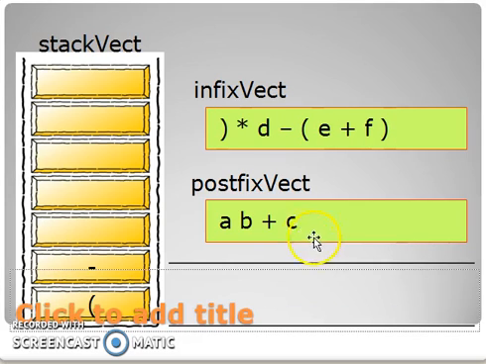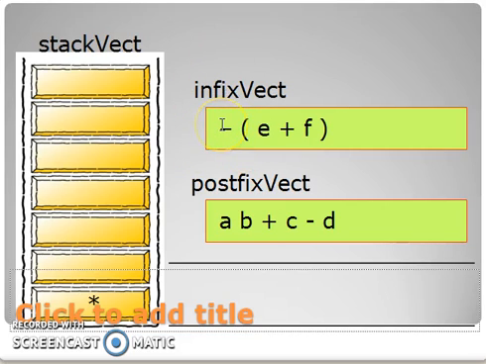Next we read the close parenthesis. Once the open and close parentheses are there, we need to pop out from the stack and put it into the postfix vector. So minus goes into the postfix vector. Next we read the operand, which is d, and we put it into the postfix vector.